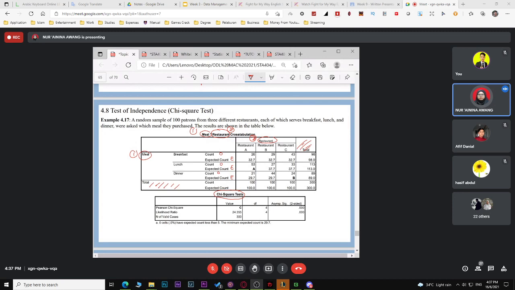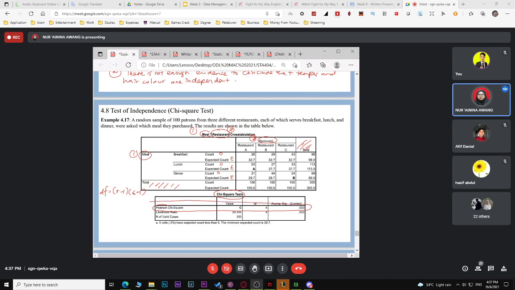When you need to find your degree of freedom, it is row minus 1 times column minus 1. Your rows are just 1, 2, 3, not 1, 2, 3, 4, so make sure you look carefully. In this case, this is your O, this is your expected frequency, and for the chi-square test we only look at the first row, Pearson chi-square. The other two you just ignore. This value is your chi-square calculated. And your degree of freedom here refers to row minus 1, column minus 1.